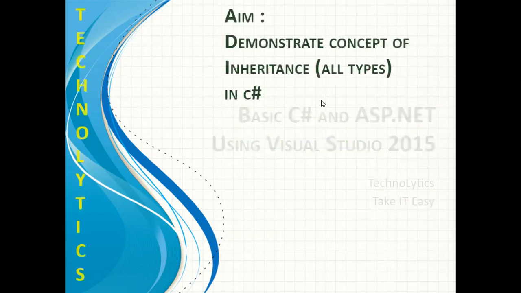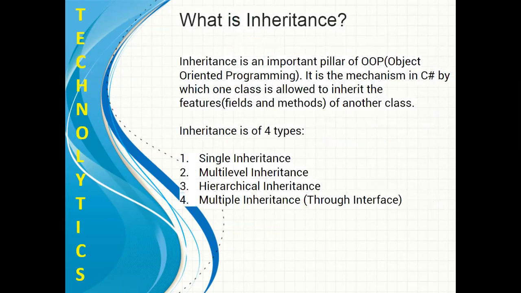Easy. In today's video, we are going to demonstrate the concept of inheritance of all types in C Sharp. What is inheritance? Inheritance is an important pillar of OOP, that is Object-Oriented Programming. It is a mechanism in C Sharp by which one class is allowed to inherit the features such as fields and methods of another class.